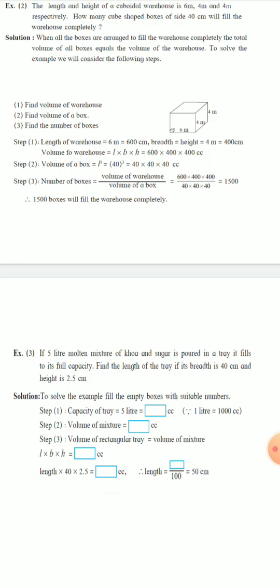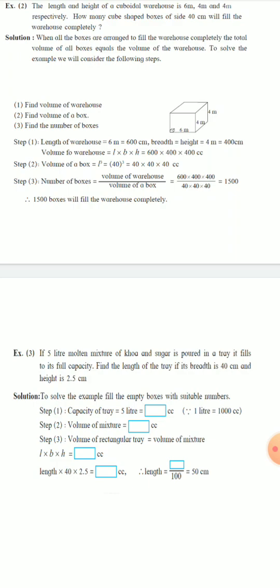Okay, volume of the rectangular tray formula is L into B into H, which is equal to volume of mixture, that is 5000 cc. So here, the most important step: we have to find the length of that tray, knowing that volume of mixture, breadth and height are with us. So simply put the values: length into 40 into 2.5 equals 5000 cc. Length is equal to, as it is multiplication, it will be division. So length is equal to 5000 divided by 40 into 2.5, which becomes 100.